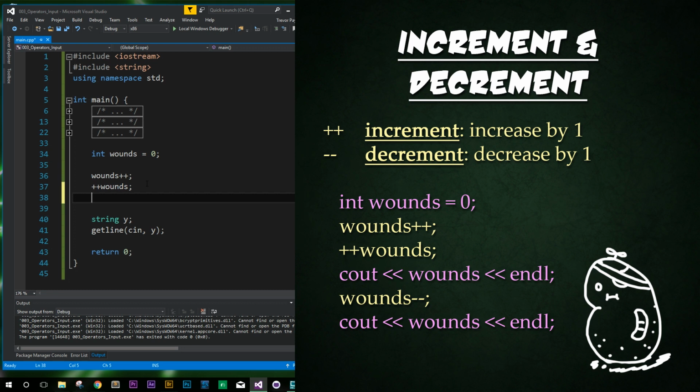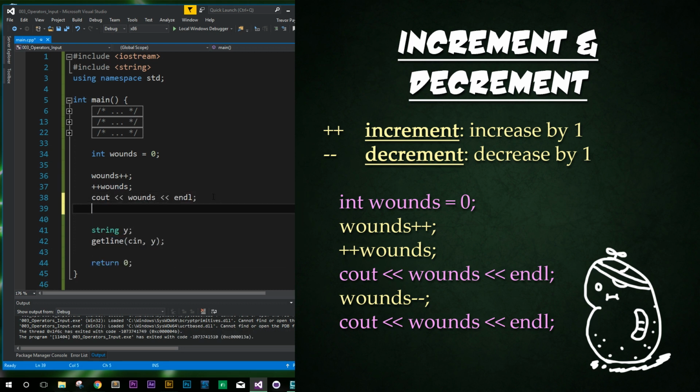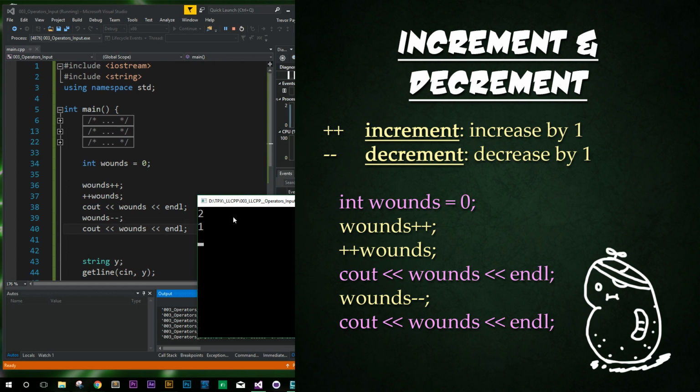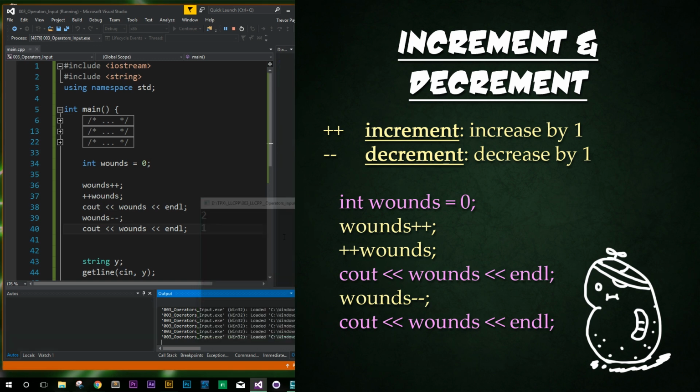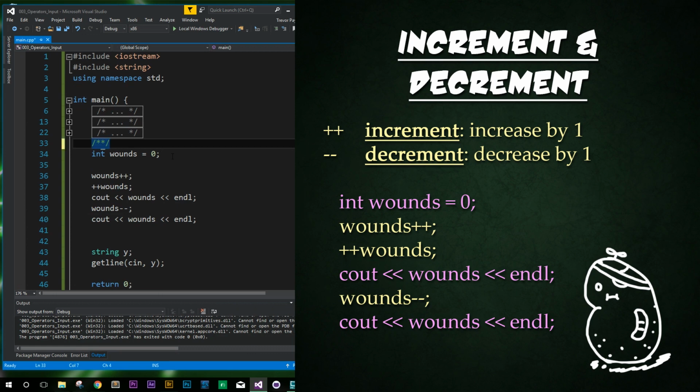And then let's go ahead and type cout << wounds << endl;. Then after that, I'm going to go wounds--; and then just copy and paste that wounds output line. And let's go ahead and save all that and test it. So here we have 2 being output because we've incremented twice right here from 0, so that means it's 2. We output that 2, and then we decrement it by 1, so it becomes 1 there. Very cool. We'll press enter to exit out of this, and that's it for the increment and decrement operators.